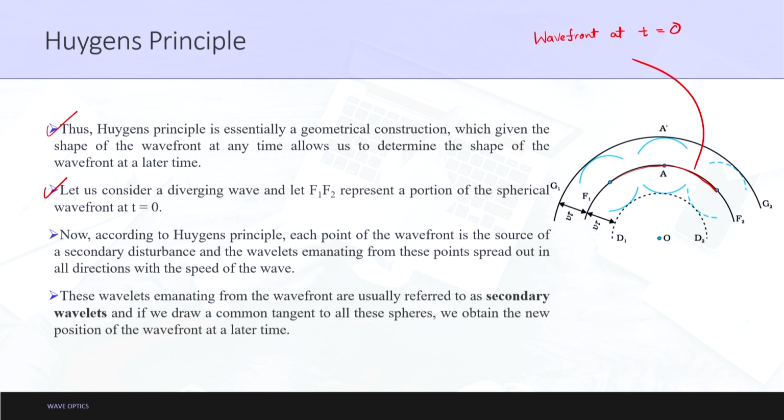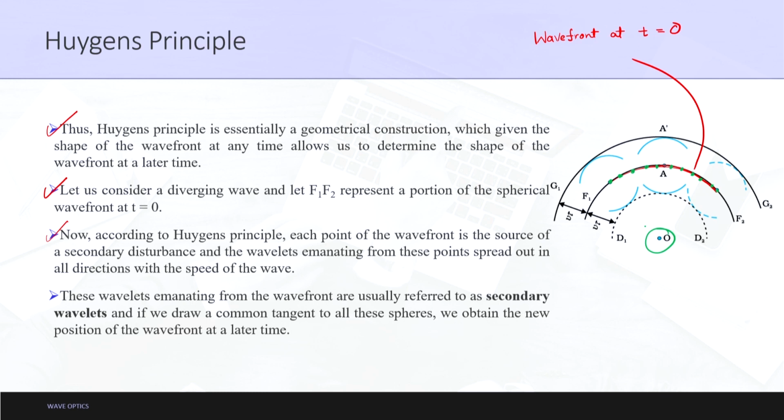Now according to the Huygens principle, each point of the wavefront is the source of a secondary disturbance, and the wavelets emanating from these points spread out in all directions with the speed of the wave. Let me explain this again bit by bit. What does Huygens principle say? Each point of the wavefront, and this is the complete wavefront, so if I take any point on it, let me denote it by a green point, there can be infinite points on this wavefront, is the source of a secondary disturbance.